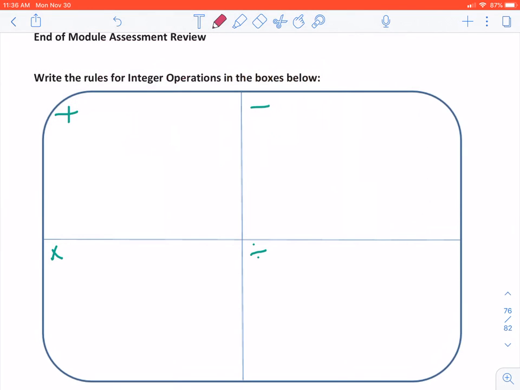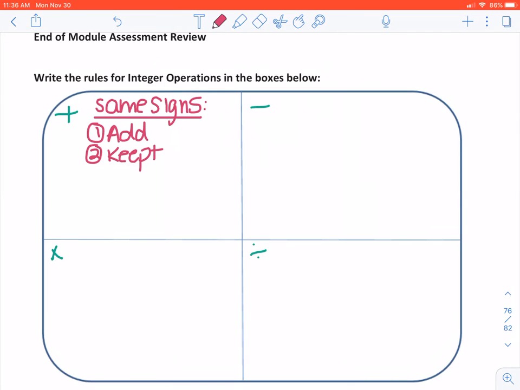Now you have a foldable that you can look at for these rules. We wrote them down in that foldable. So for adding, there are two different scenarios. You can have numbers that have the same signs, so both positive or both negative. If you have same signs, you are simply going to add the numbers together and then keep the sign of the larger.